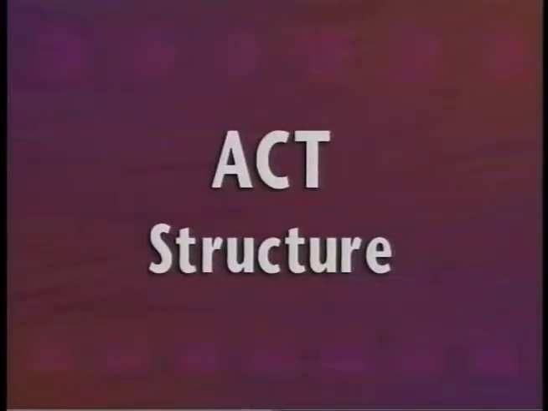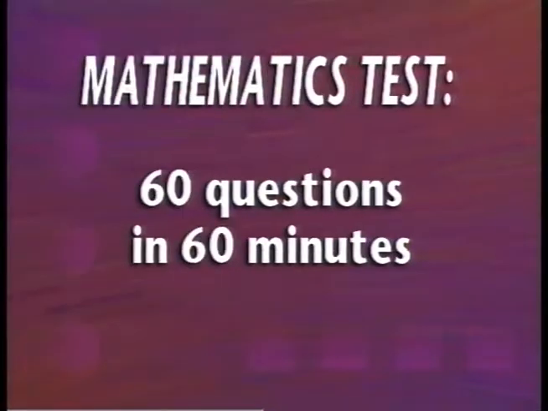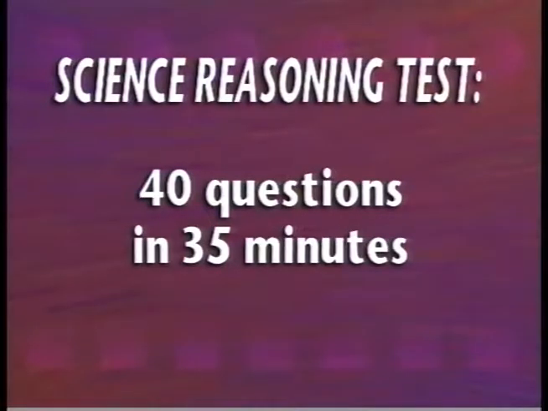Let's look at the structure of the ACT. The ACT assessment tests your abilities in 4 areas. English test, 75 questions in 45 minutes. Mathematics test, 60 questions in 60 minutes. Reading test, 40 questions in 35 minutes. And science reasoning test, also with 40 questions in 35 minutes.